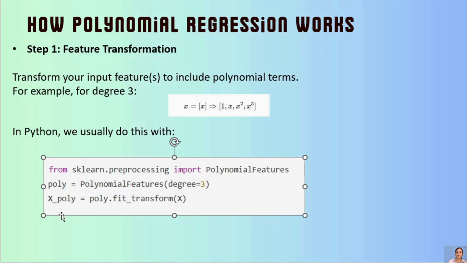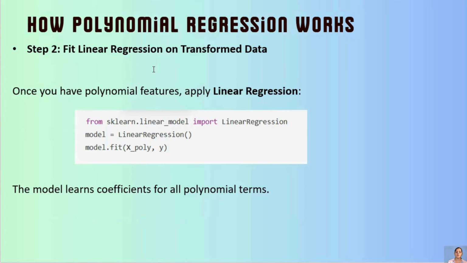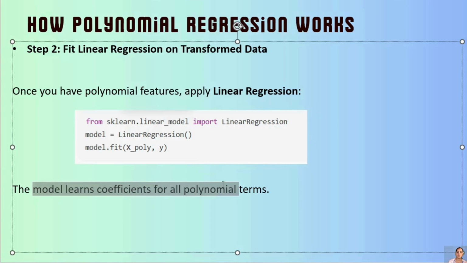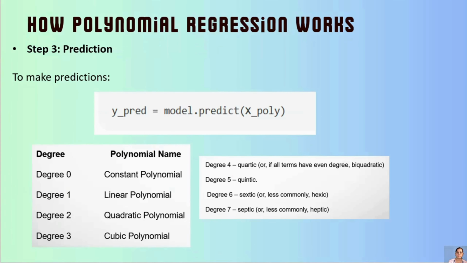polynomial variable or polynomial feature. And the same feature, in the next step, you will take a linear regression and fit inside it on the transformed data. And this is the method. We know this is a regular method, right? Instead of x, here x underscore poly will come. And with this, the model will learn the coefficients for all polynomial terms. Then step C, it will predict. To predict the data, again, you can pass the polynomial features.